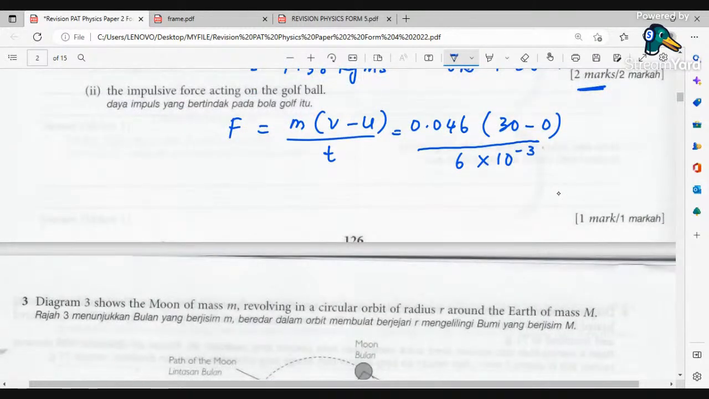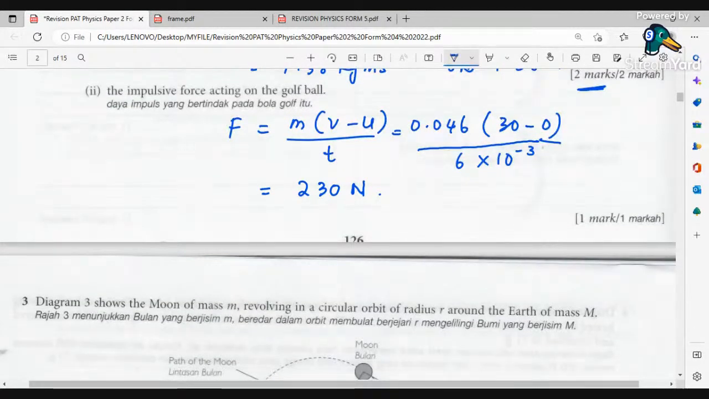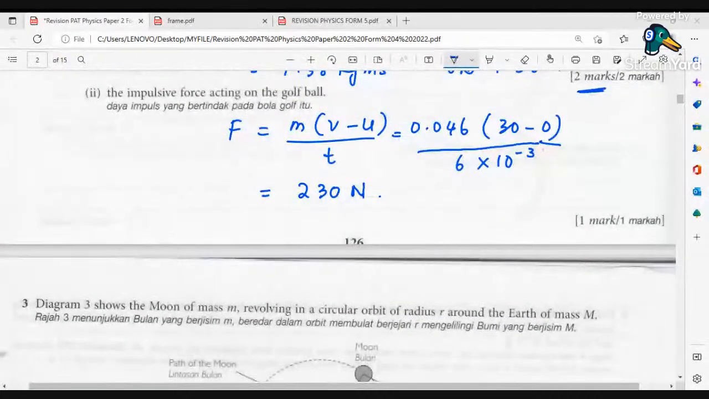Prefixes kena remove kalau dalam calculation. So you will get the answer is 230 newton. Okay. Ada soalan boleh tanya.